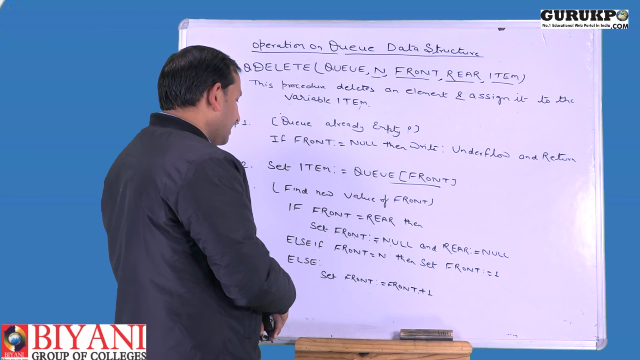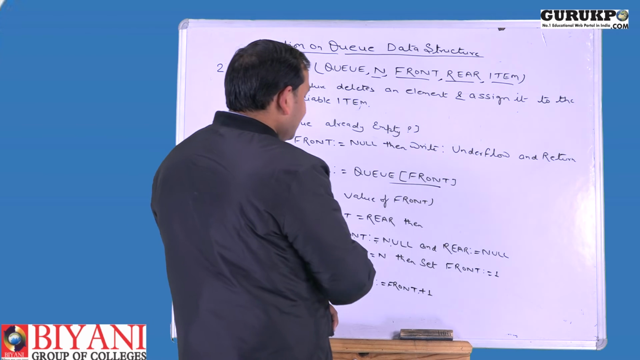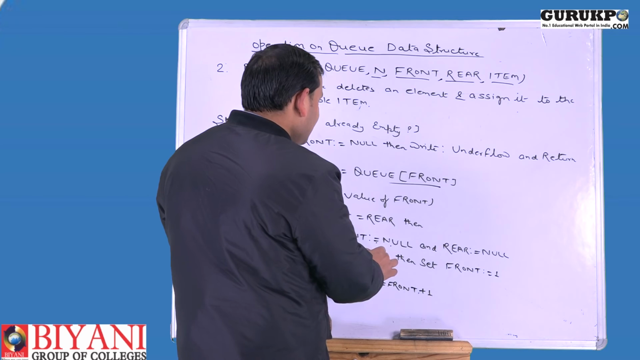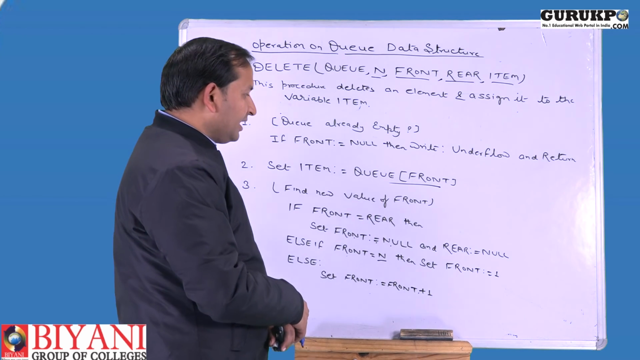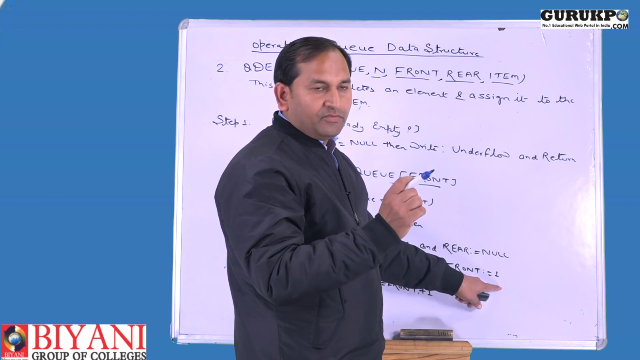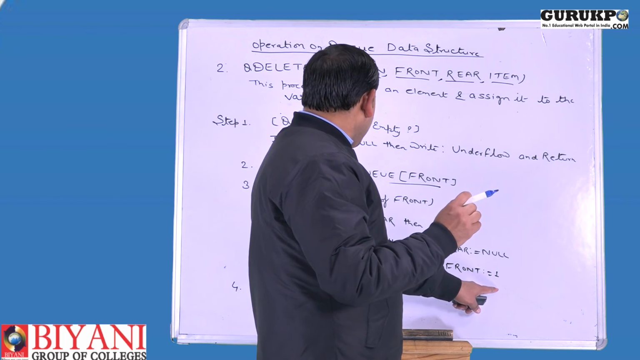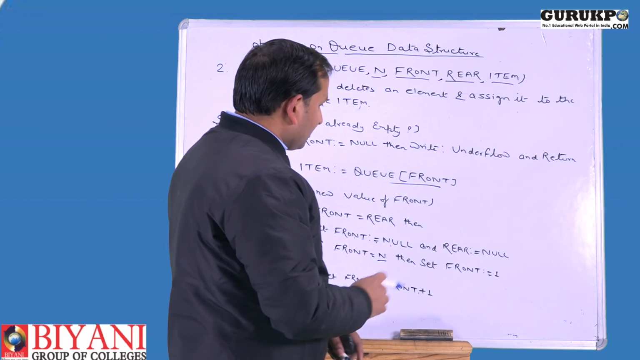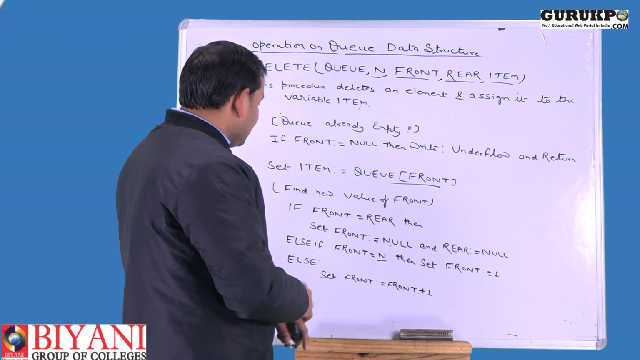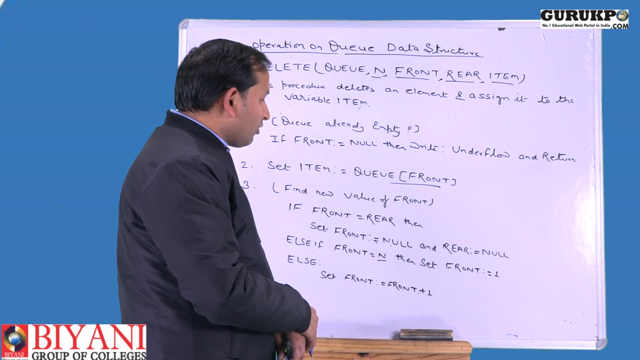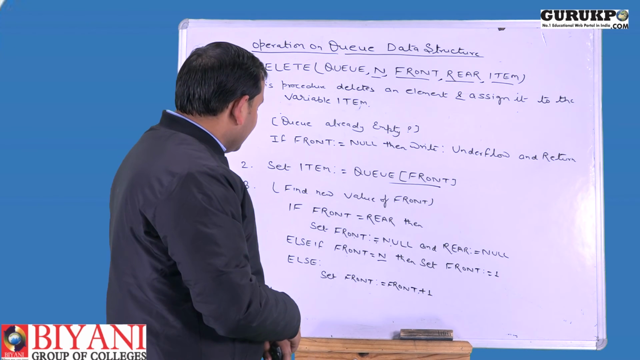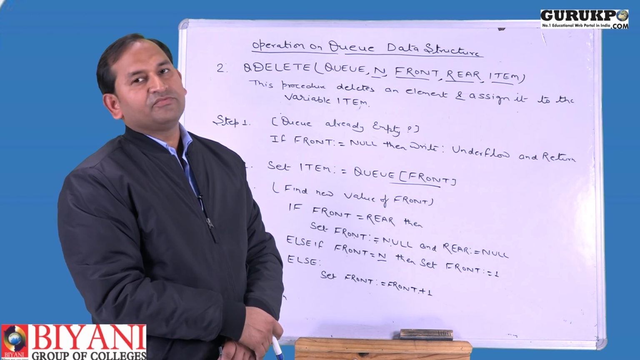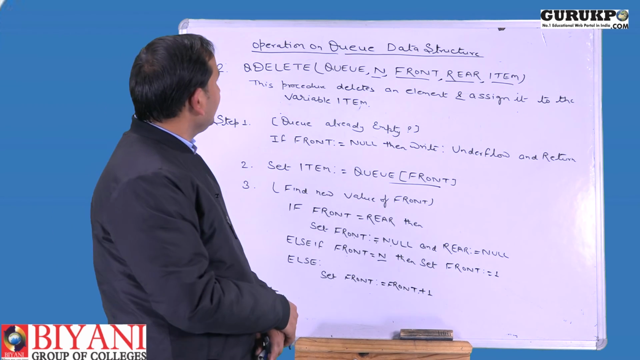Else, second possibility, if front equal to n then set front equal to 1. Suppose front in this case is at the last position, then front will be set to 1. Else set front equal to front plus 1, and the last step is return. So, these are very basic steps by which we can easily delete an element from the queue data structure.